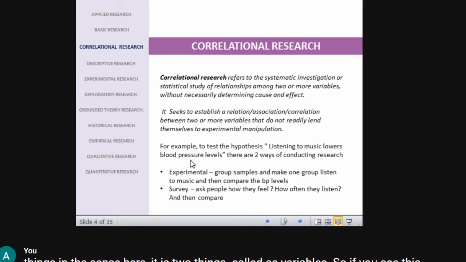research. It refers to the systematic investigation of relationship among two or more variables. It will be a minimum of two or more than two variables. The relationship between two or more variables which is being analyzed is called correlation research.